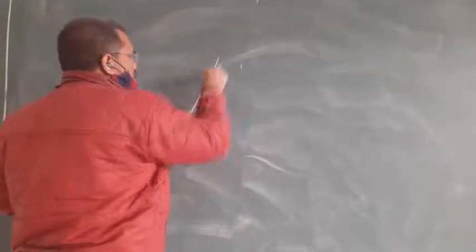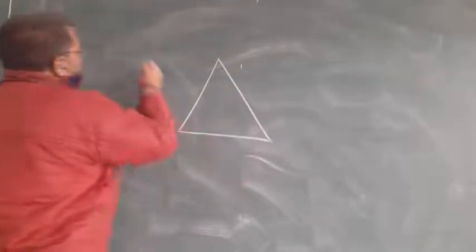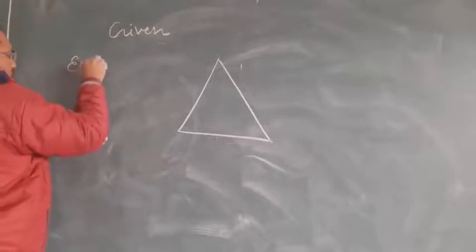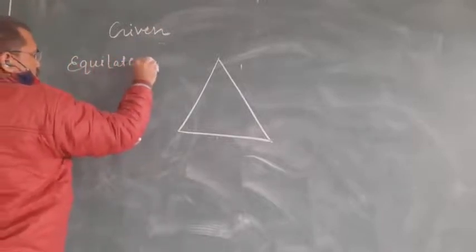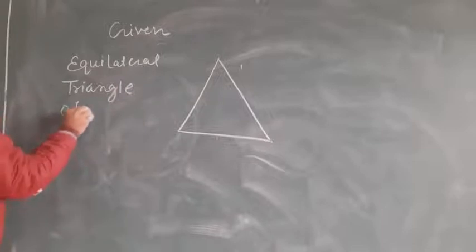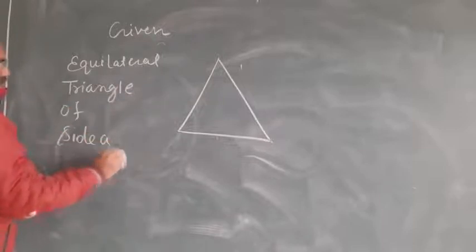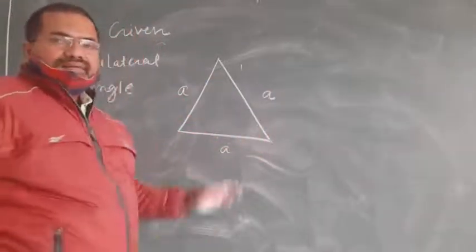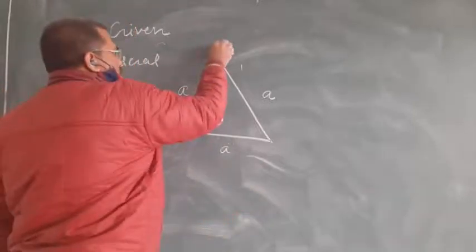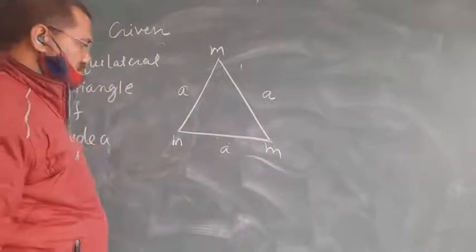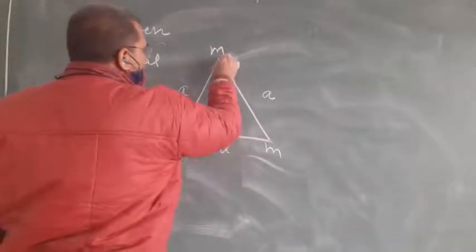Another question. Given an equilateral triangle of side A, and there are three identical masses kept at the vertices of the equilateral triangle. What is the minimum speed?